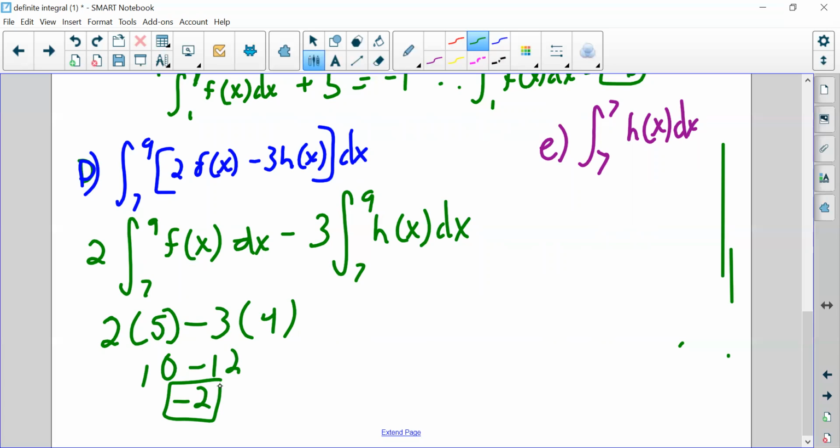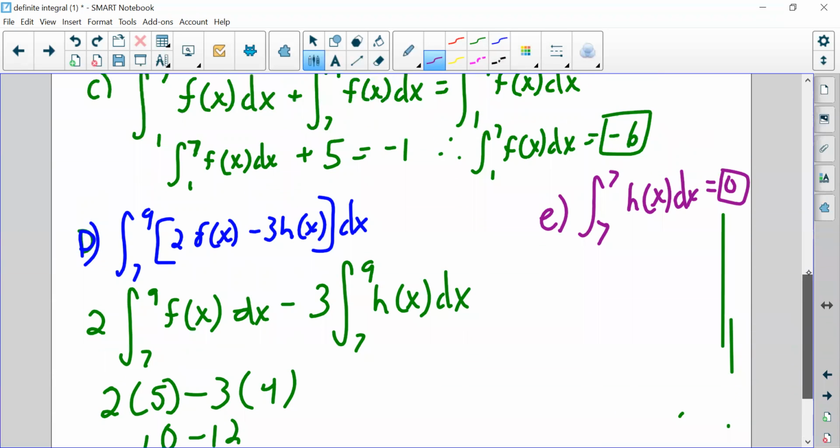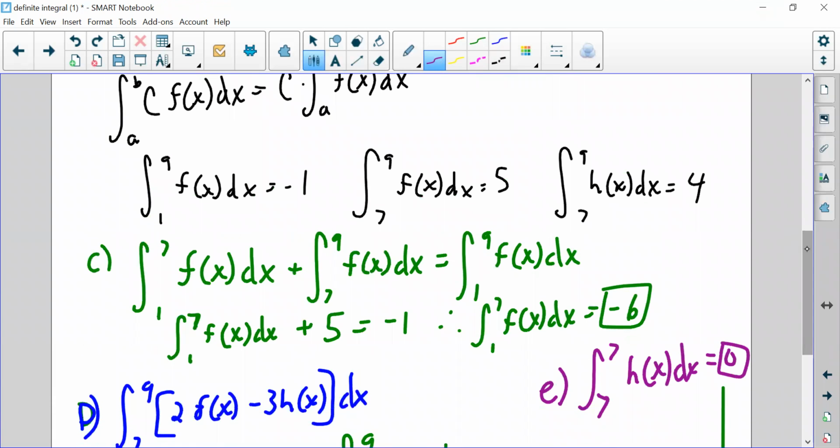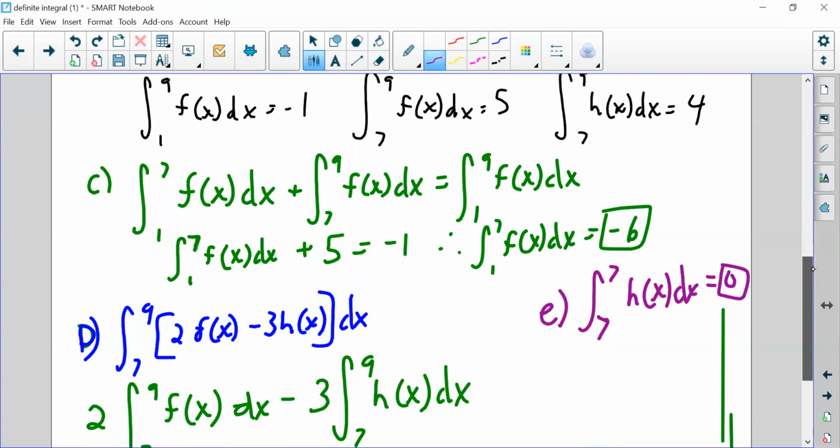And E is actually one of the easiest ones. What is the integral from 7 to 7 of h of x dx? 0. There you go. Do the next two problems, 6 and 7.